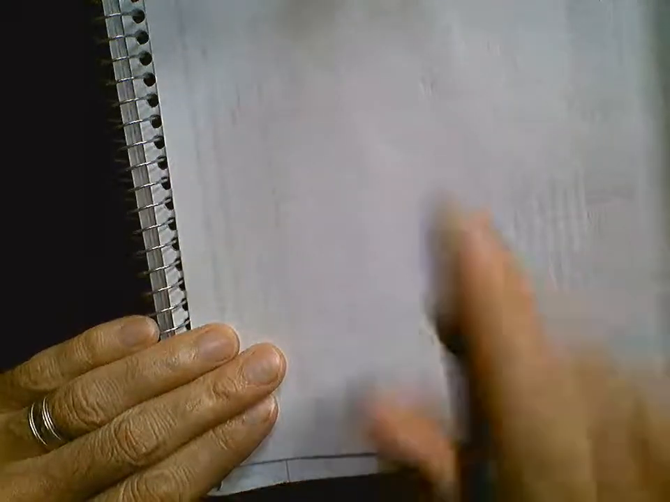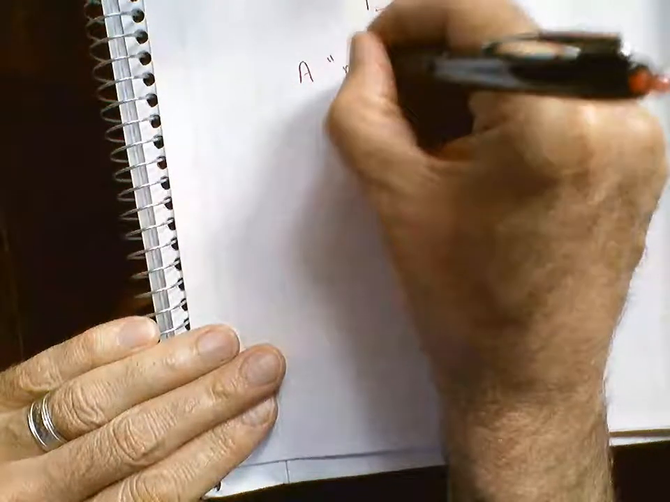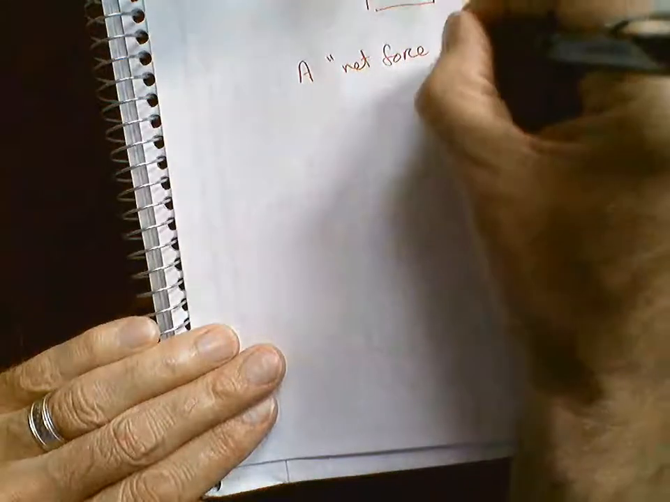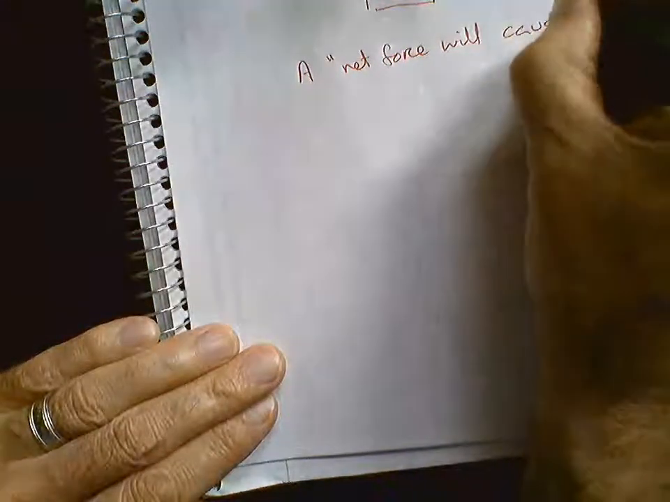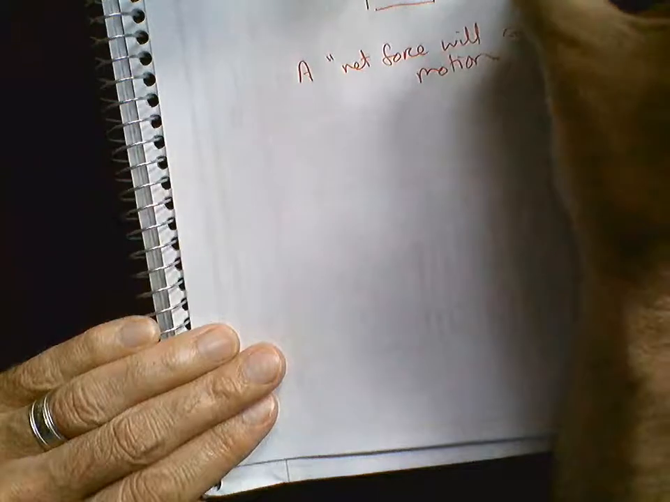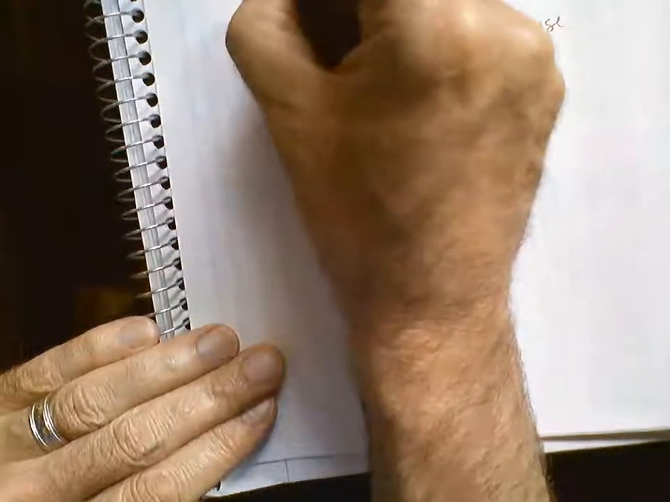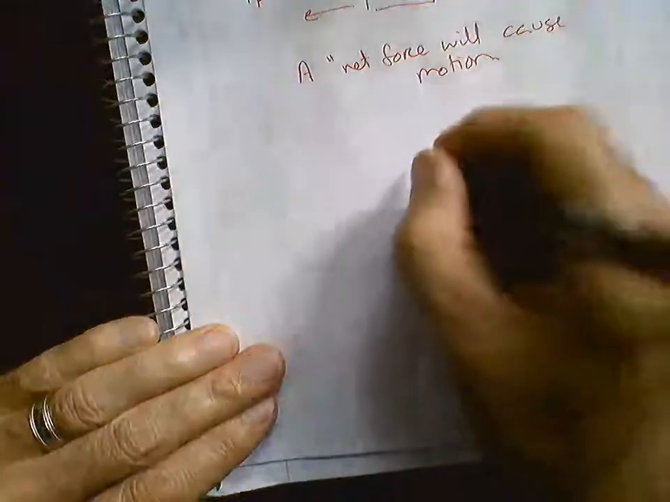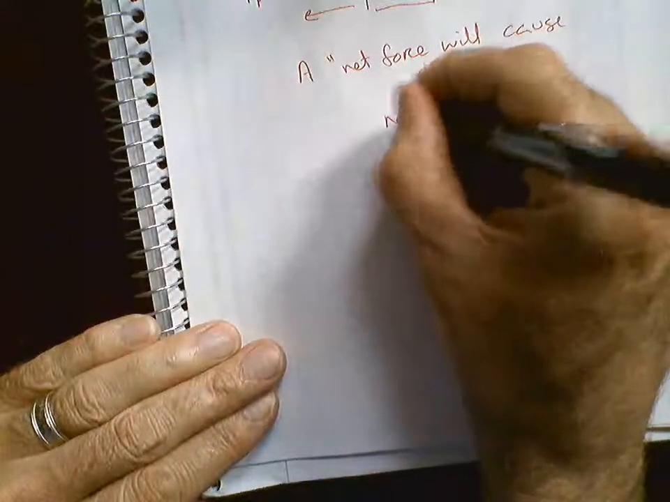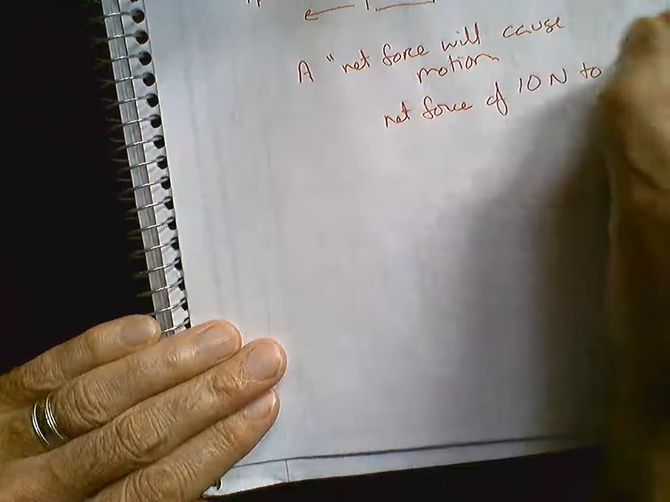Now, for something to move, there has to be a net force. So a net force will cause motion. If somebody's pushing this way with an applied force of 30 newtons, and there's a force of friction coming backwards at 20 newtons, there is a net force of 10 newtons to the right.